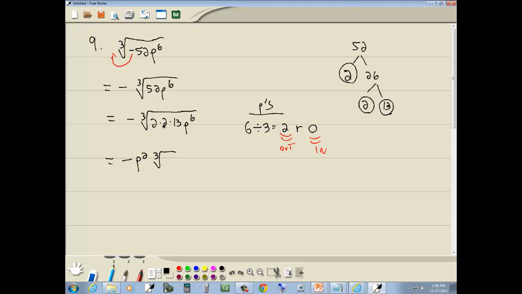I'm going to go ahead and multiply these back through. 2 times 2 is 4, times 13 gives us 52. And we said we have 0 p's remain in, so there's no p's inside the radical. And that's our answer.